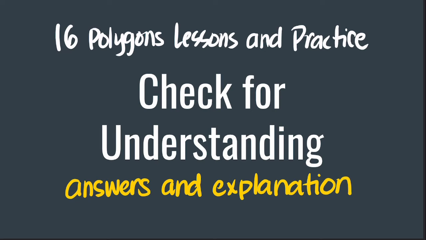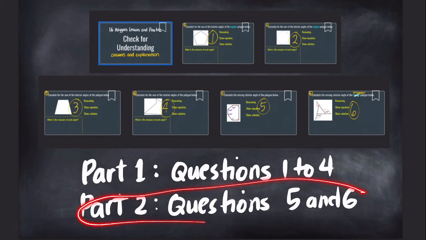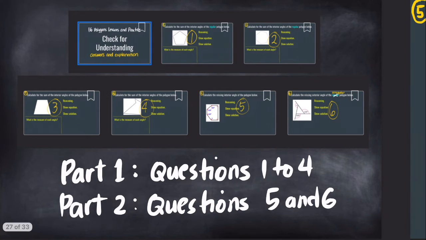Okay, so we are again with 16 polygons lessons and practice. This is part 2. Remember, I had to divide this into 2 parts so it won't be too long, and then you can just go to which part you need. So in this video we're going to tackle questions 5 and 6. Okay, so let's get on to it.